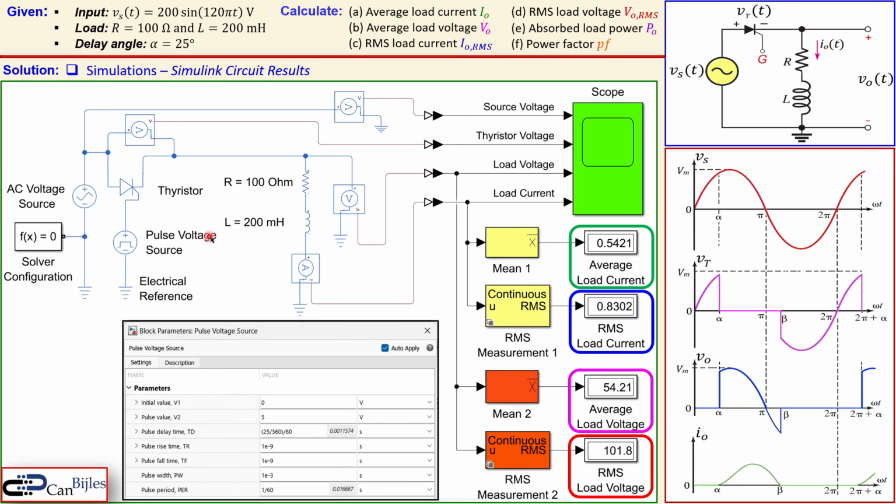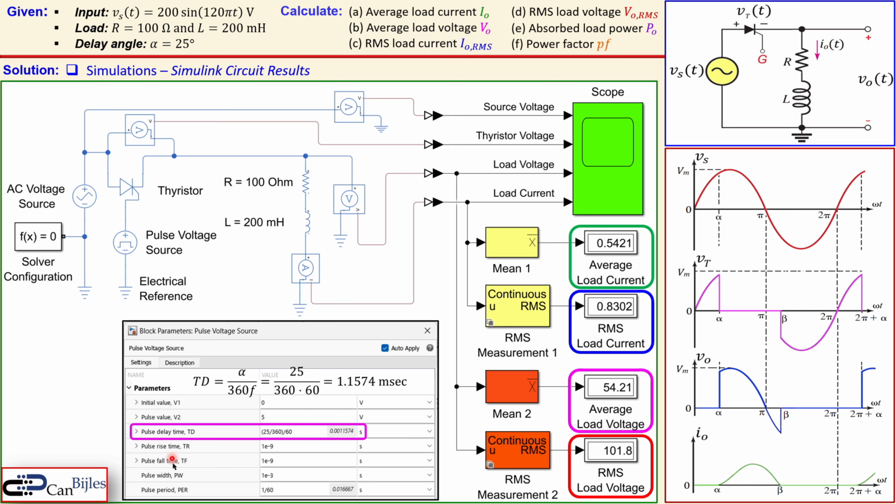Now in more detail about this pulse voltage source, you see here this description. You see here this pulse time delay TD, which is calculated using 25, which is our alpha, divided by 360 degrees, and also divided by the frequency in this situation. That will result in a time of approximately 1.1574 milliseconds. So you don't type here 25 degrees because the units are in seconds, so you need to really convert that from radians or degrees into seconds.